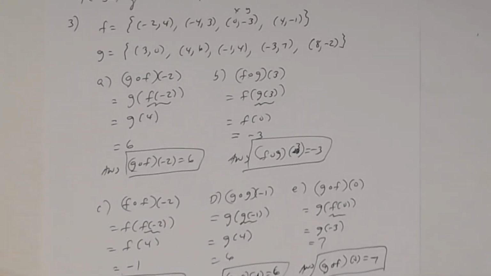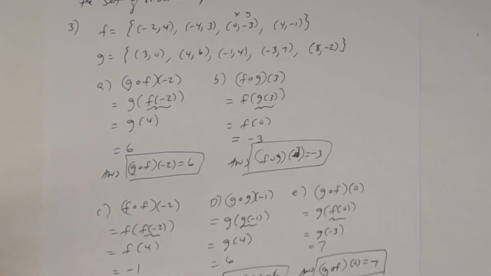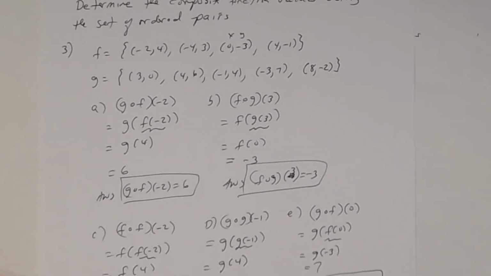So it's very simple using the set of ordered pairs, right? Just like the table. Very simple process. Let's do one more of a set of ordered pairs, number 4.